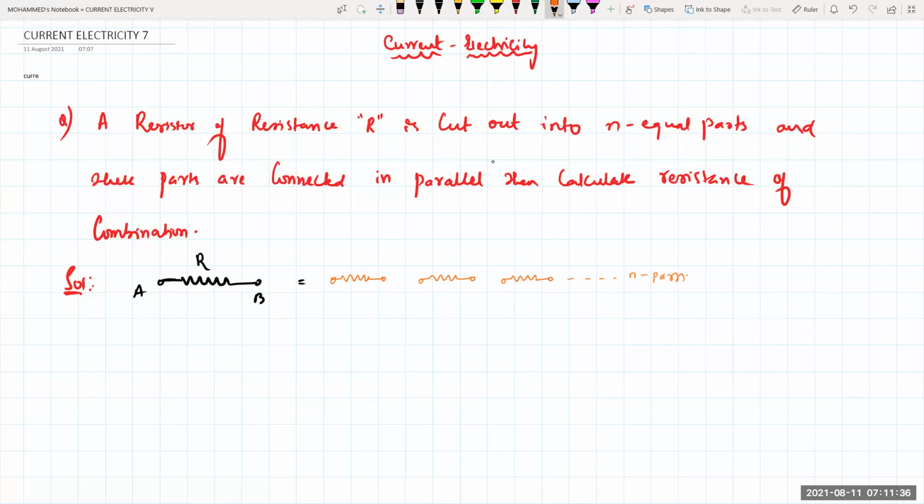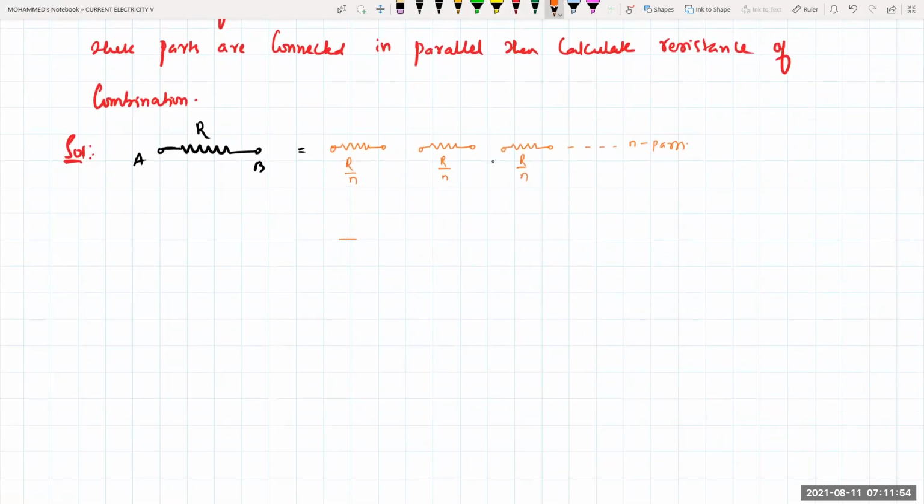Okay. So when you cut it into parts, each resistance will become how much, beta? This will become R by N, this also will become R by N, this also R by N. Like that, R by N each. And all of them are connected in which combination? Beta, parallel combination. There is one resistance like this, one more, and one more. Like that, n number of resistances have been connected in parallel. Like this, I'm taking a dotted line here and here also. The resistance of each will become R by N. Across these terminals A and B, I need the effective resistance.